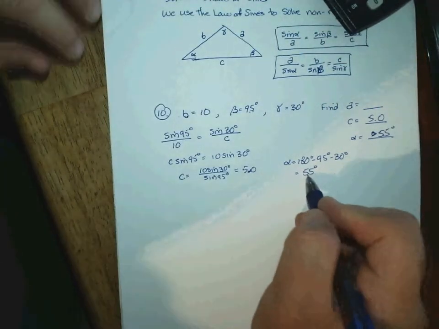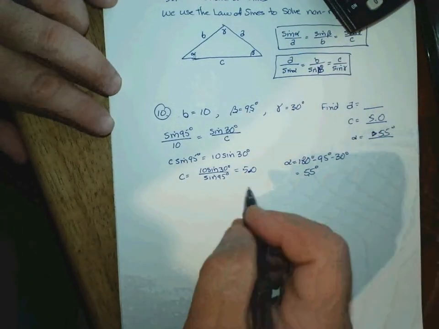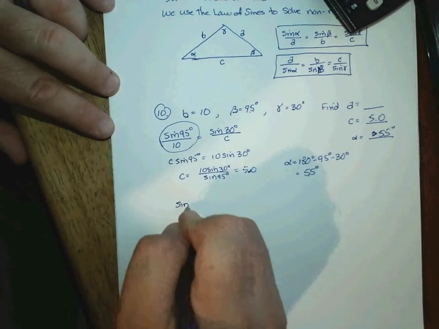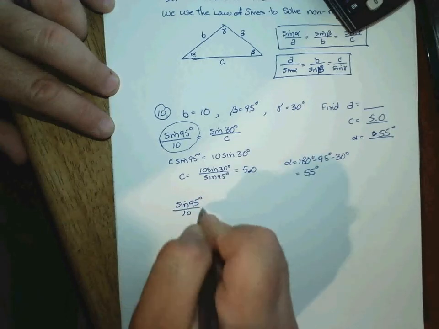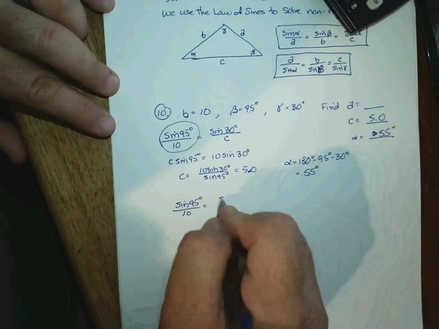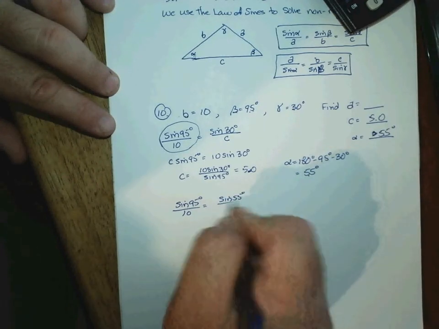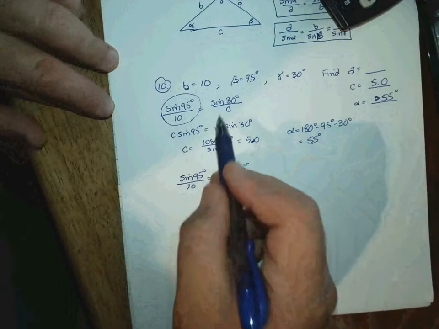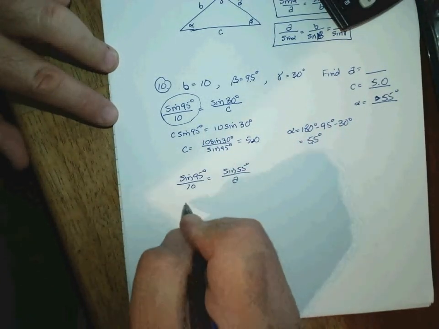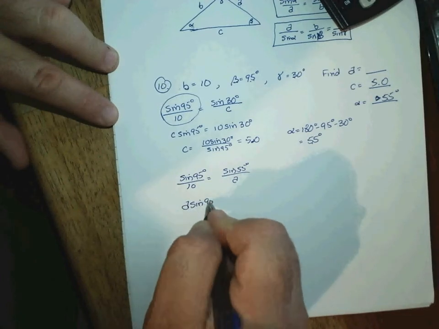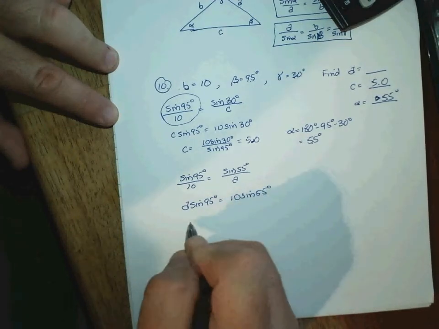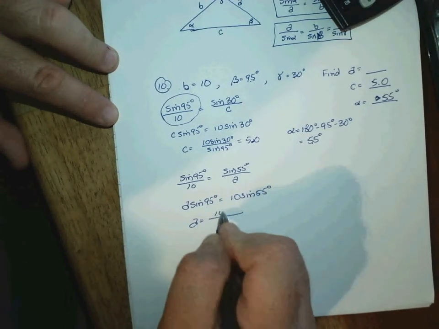Now, once I know angle alpha, I can go after side A. Go back again to the original side angle pair you were told. The sine of 95 degrees divided by 10, and compare that to the A and the alpha. Okay, the sine of 55 degrees divided by side A. And just like above, we can solve for A here. You multiply both sides by 10A. That gives you A times the sine of 95 degrees is 10 times the sine of 55 degrees. And you divide both sides by the sine of 95 degrees.